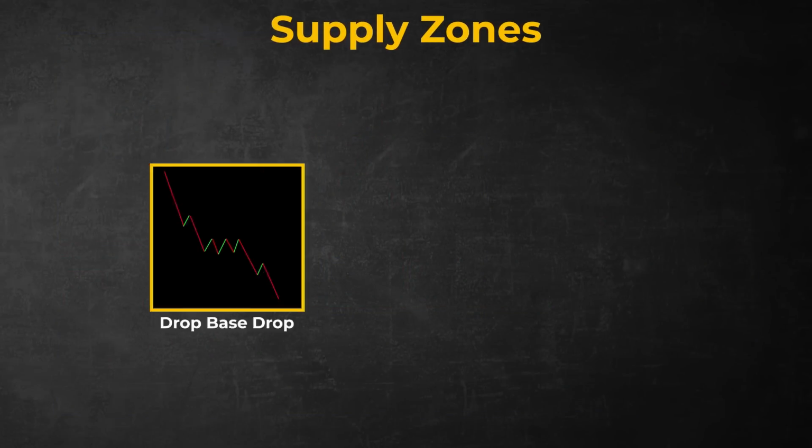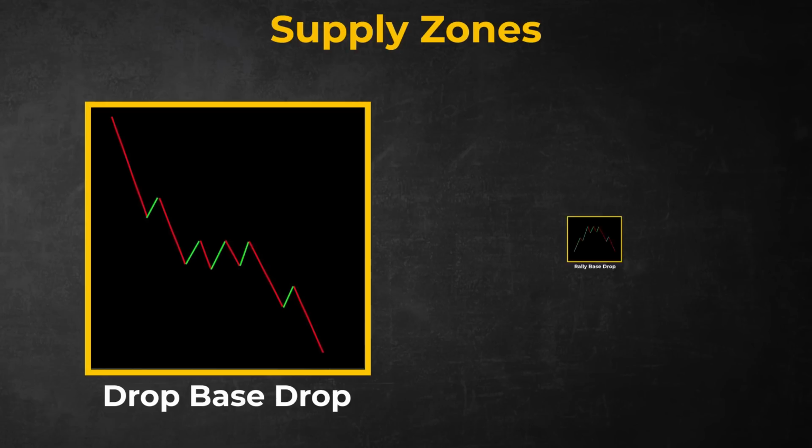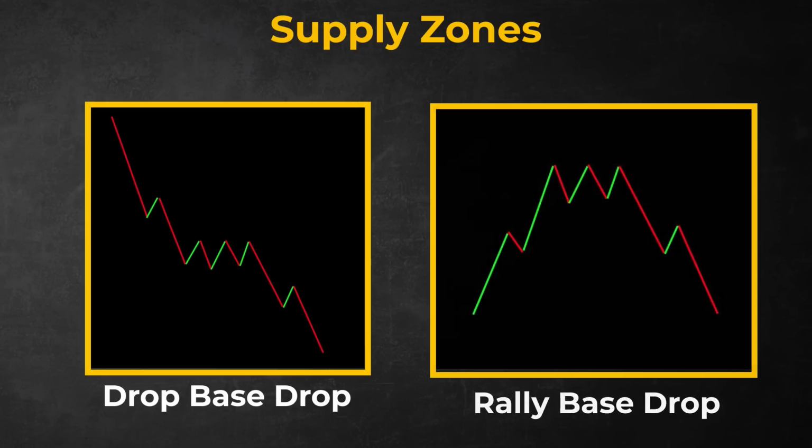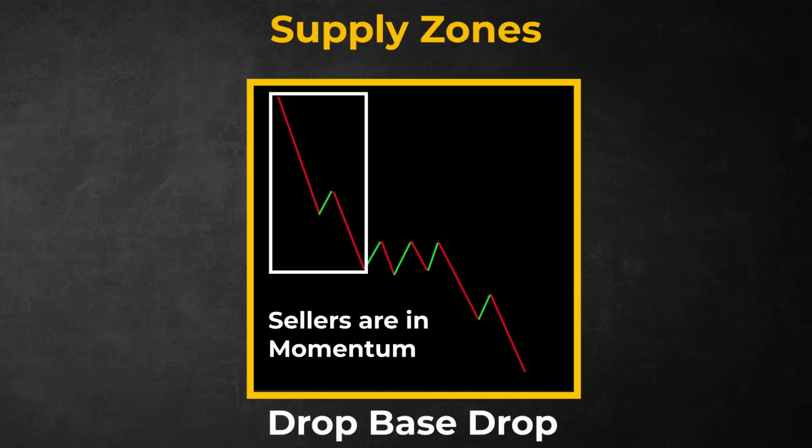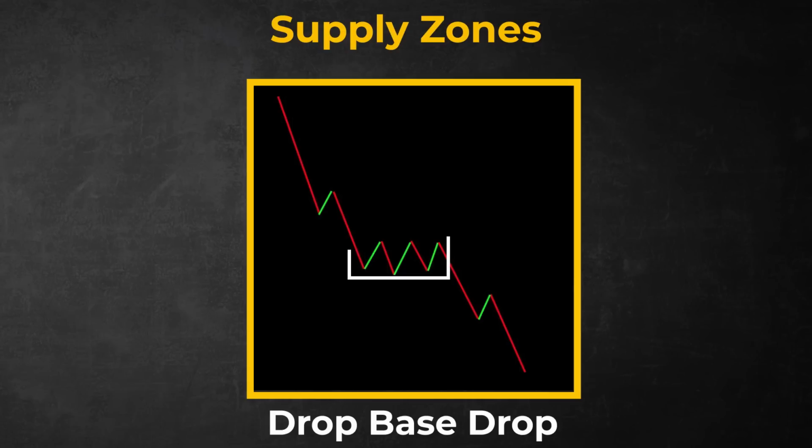Now let's move towards the supply zones. Similar to demand zones, there are two types of supply zones, the drop base drop and rally base drop. In the drop base drop, the first phase is an impulsive bearish move, which shows that the sellers are driving the market in bearish direction. The second phase is a ranging structure called the base, and the number of buyers and number of sellers in this phase are almost equal.